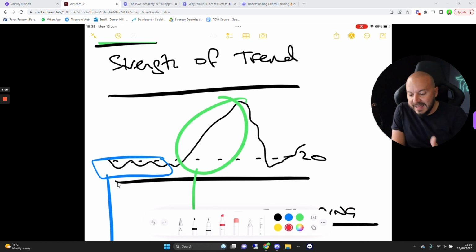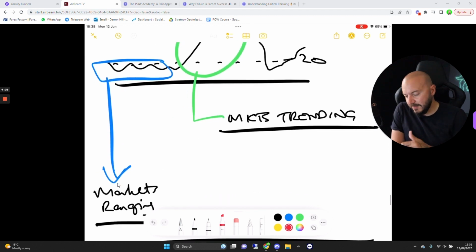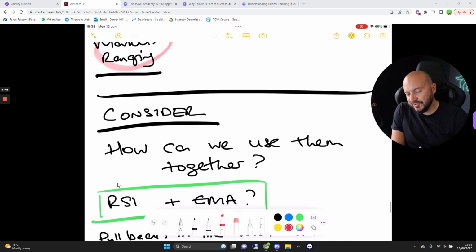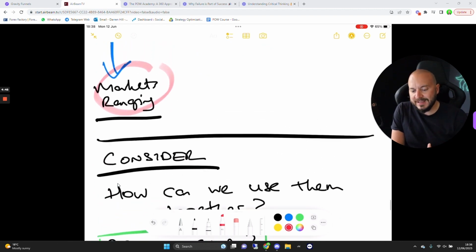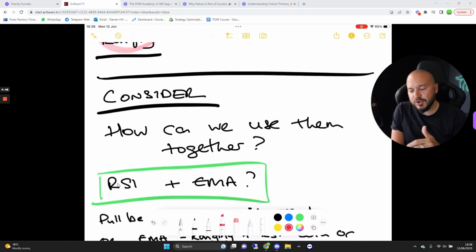Now, if that threshold is around or below the 20 level, then that would indicate a ranging market, because it's not going anywhere here. Now, knowing those three core mechanics of our strategies, what we need to consider is how we can use them together to add more confluence to our approaches and to filter out trades that aren't really what we want.